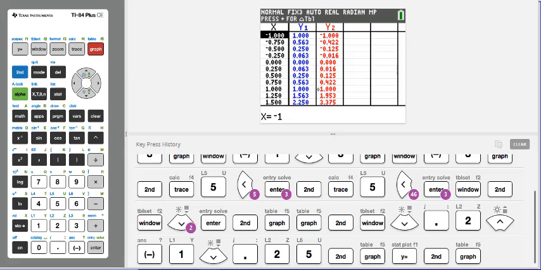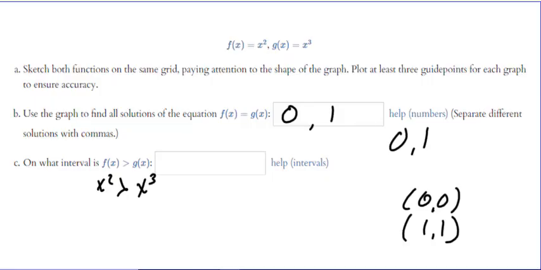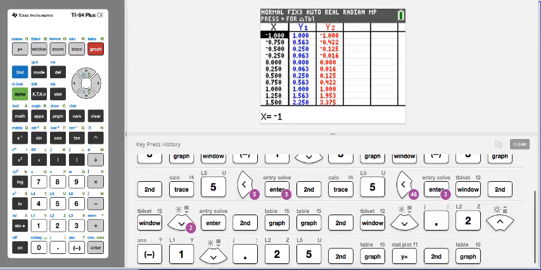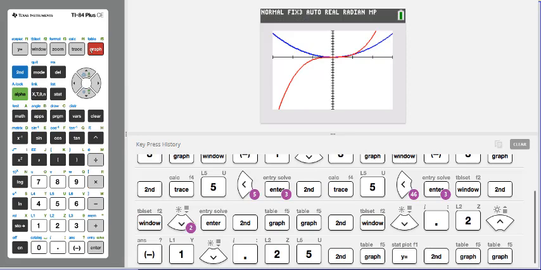Blue is greater all the way from negative infinity all the way up to 1, right? So it would be negative infinity, comma 1 bracket. Okay, and I looked at my table. That's kind of what I did, folks. And I looked at my graph, limited the graph, and we found those intersecting points.